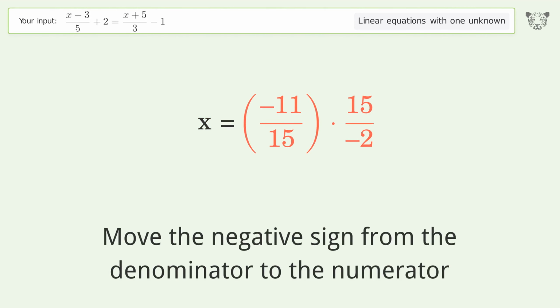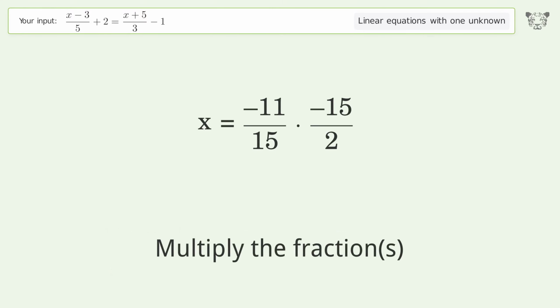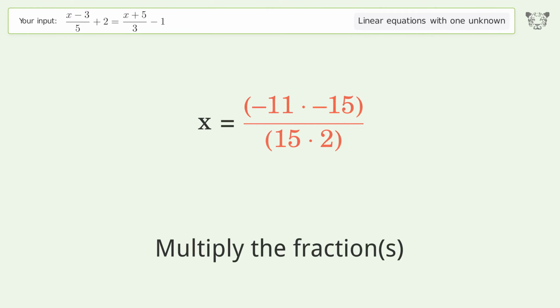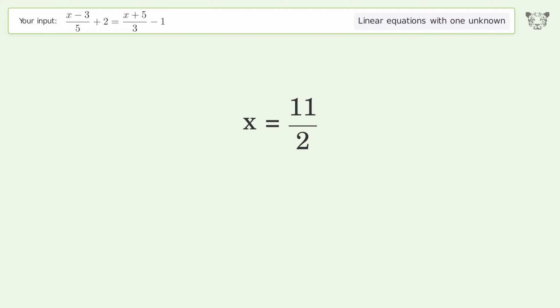Move the negative sign from the denominator to the numerator. Multiply the fractions. Simplify the arithmetic. And so the final result is x equals 11 over 2.